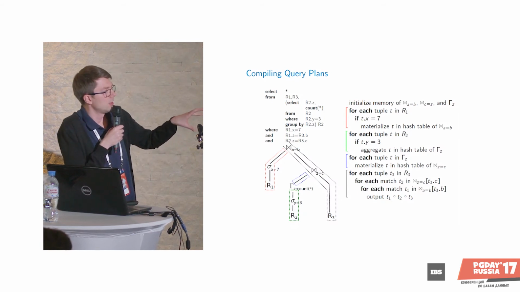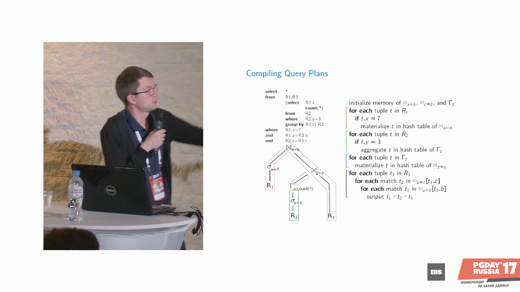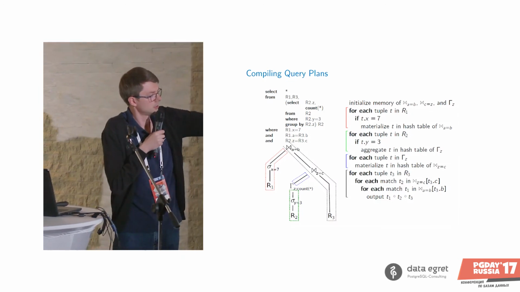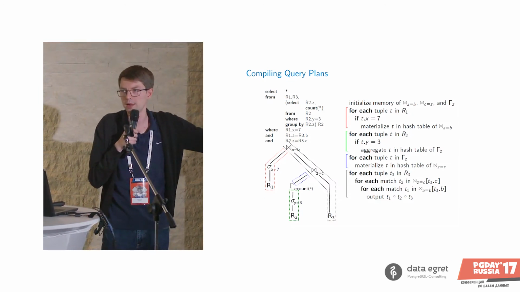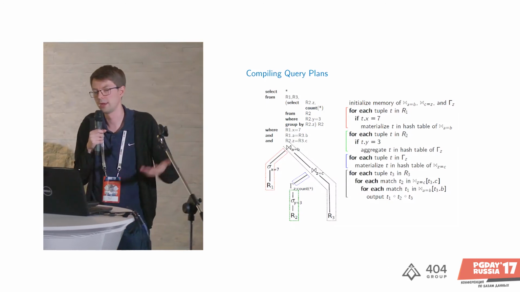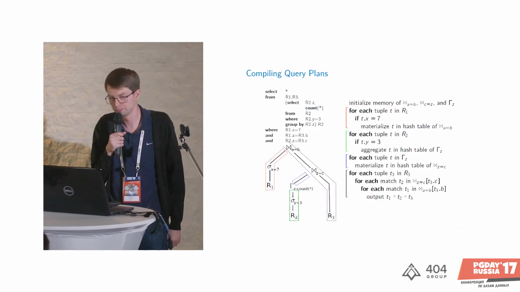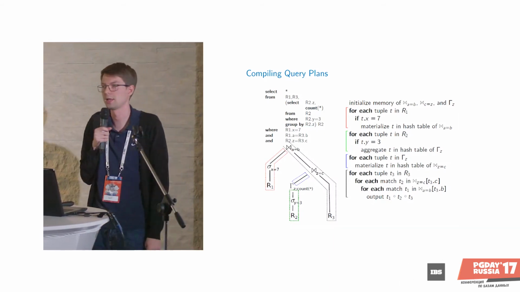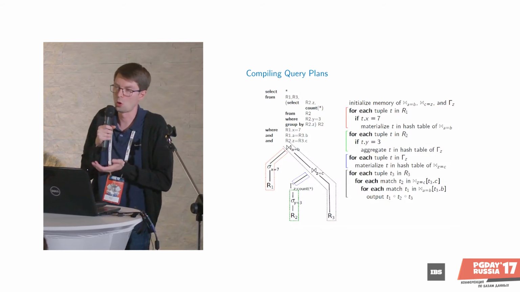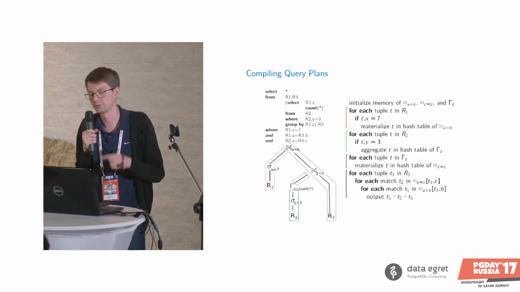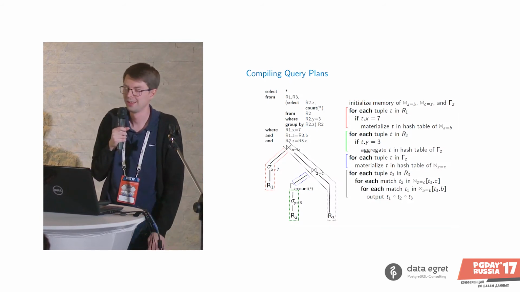So in Hyper, what happens if you get the SQL query that you see here? Like in all systems, it's first optimized into a query plan, right? But then instead of interpreting this query plan, as, let's say, PostGIS would do, we actually generate code. On the right side of the slide, you see the code that would be generated for that query. This is pseudocode; in reality, it's of course not pseudocode.